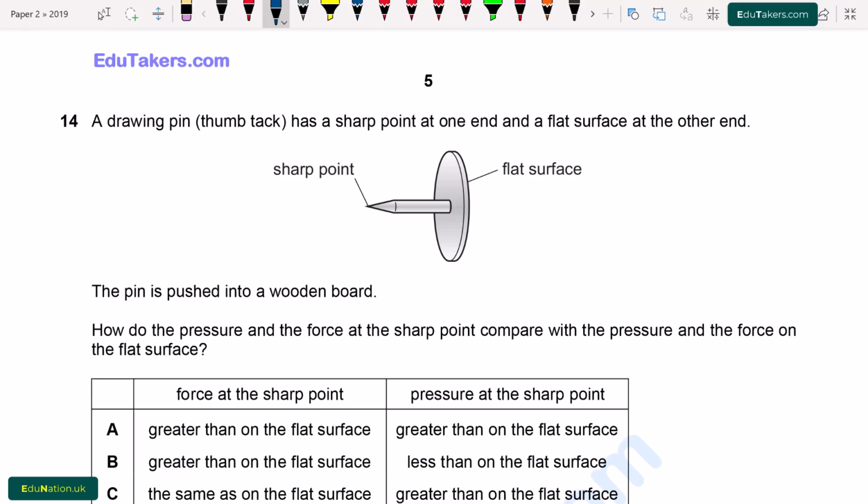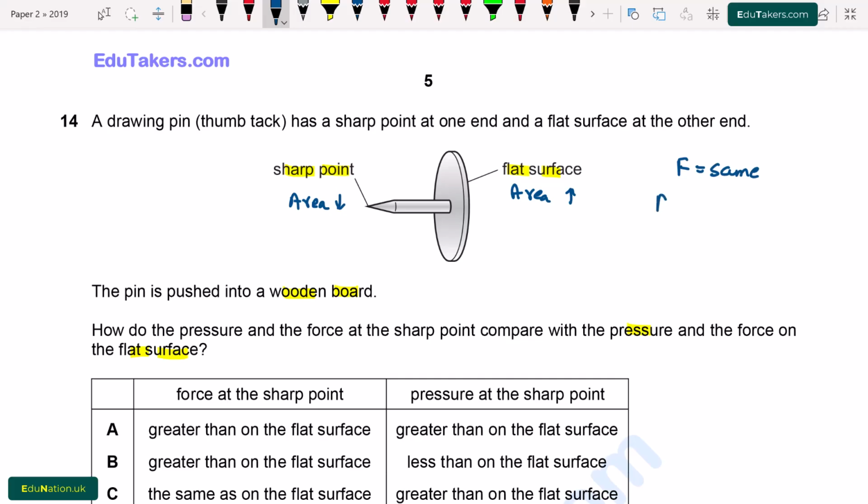Question number 14. A drawing pin thumbtack has a sharp point at one end and a flat surface at the other end. So there is the sharp point and other is the flat surface. The pin is pushed into the wooden board. How does the pressure and the force at the sharp point compare with the pressure and the force on the flat surface? So first of all, here we can see that at the sharp point, the area is smaller, while at the flat surface, the area is larger. The force on both of these, sharp point and the flat surface, will be same. So I write here force will be same.